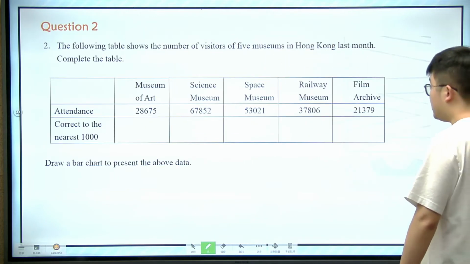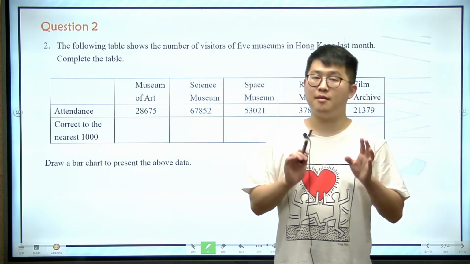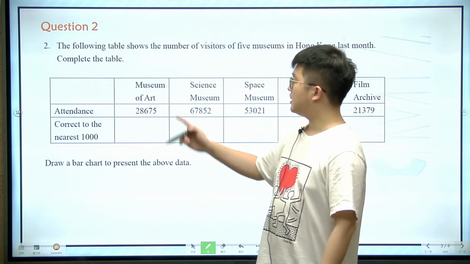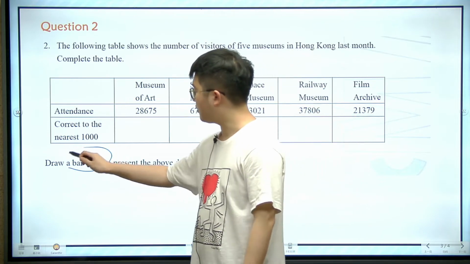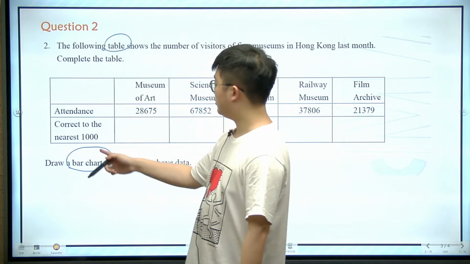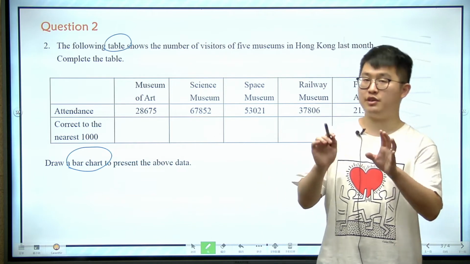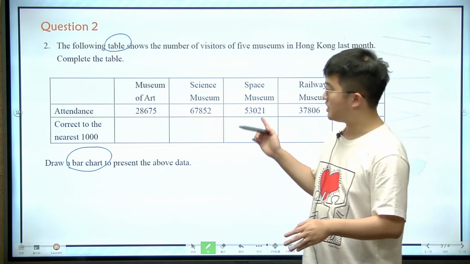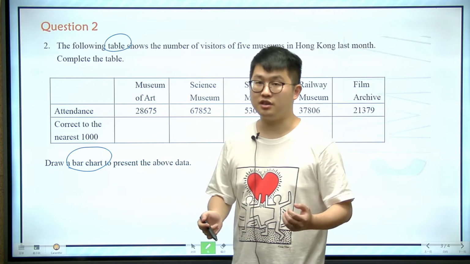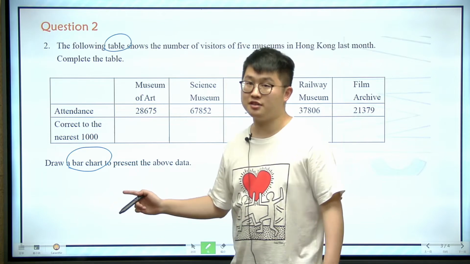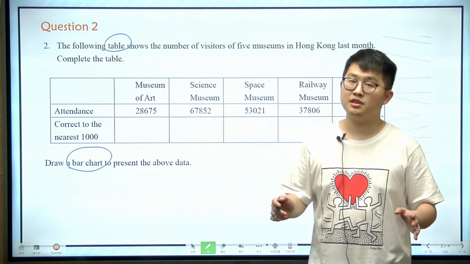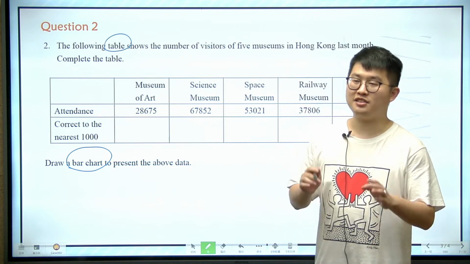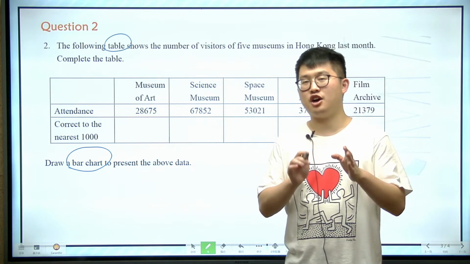Then the second question would be a little bit more complicated, because we need to turn a table into a bar chart. This is very, very useful in secondary school, because even in DSE you will meet this kind of question, to turn a table into a chart. And sometimes the teacher who writes the paper would ask you to choose the best chart for the question.